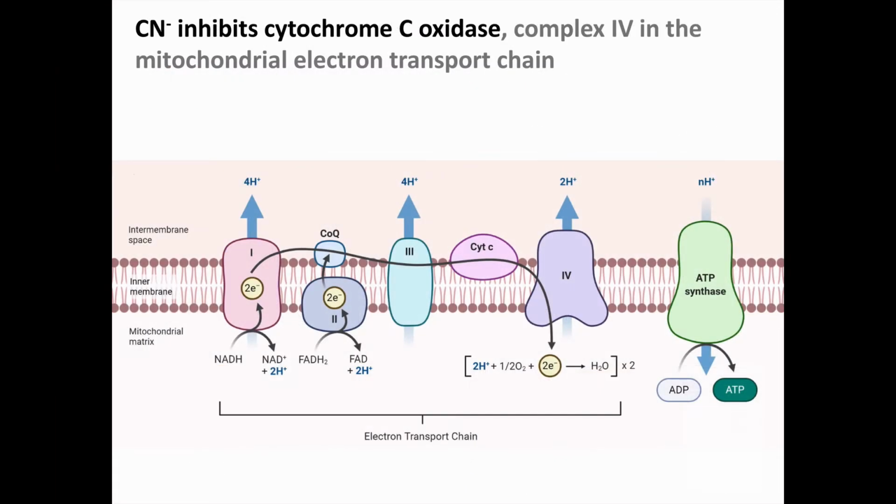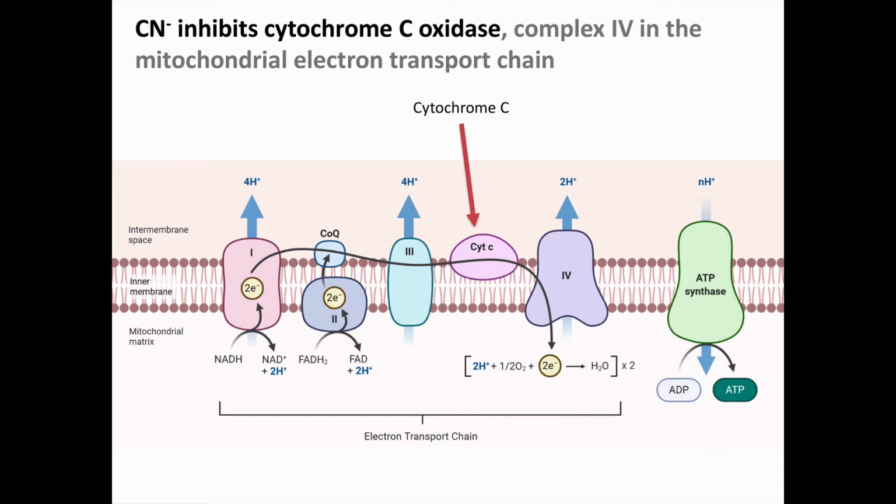Cyanide inhibits cytochrome C oxidase, also known as complex 4 in the mitochondrial electron transport chain. Here we see the electron transport chain in the mitochondrial inner membrane. As electrons from NADH and FADH2 flow down the chain, hydrogen ions are pumped from the matrix to the intermembrane space. This chemical gradient powers ATP synthesis.